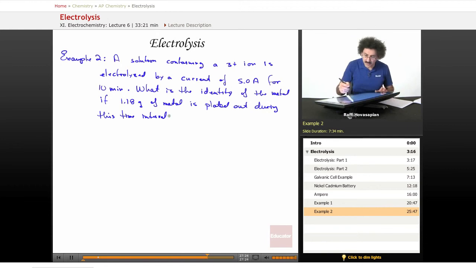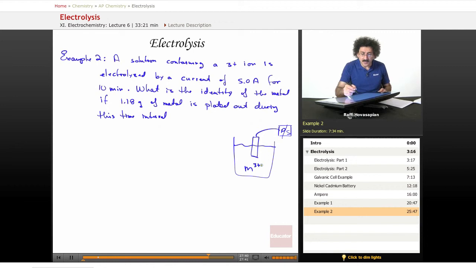Okay, so let me just draw a pictorial of this and see what's happening. I'm only going to draw one compartment. We have an external power source, I'll just call it PS, and we have some metal ion that happens to be 3+ charge. I'm going to run 5 amps of current through this, push 5 coulombs of charge for every second into here, and I'm going to do that for 10 minutes.